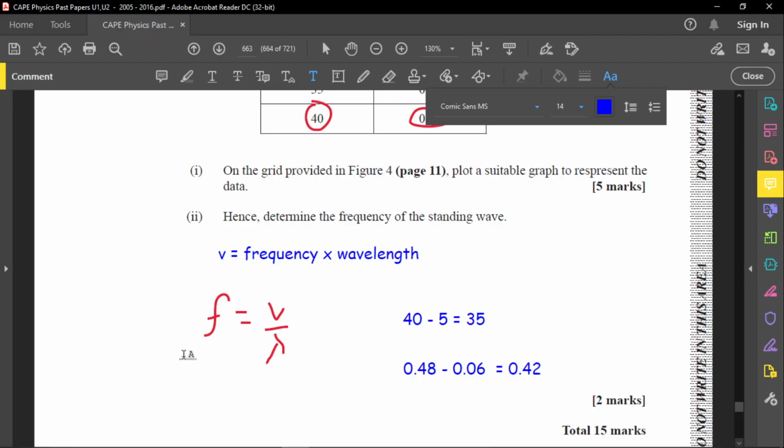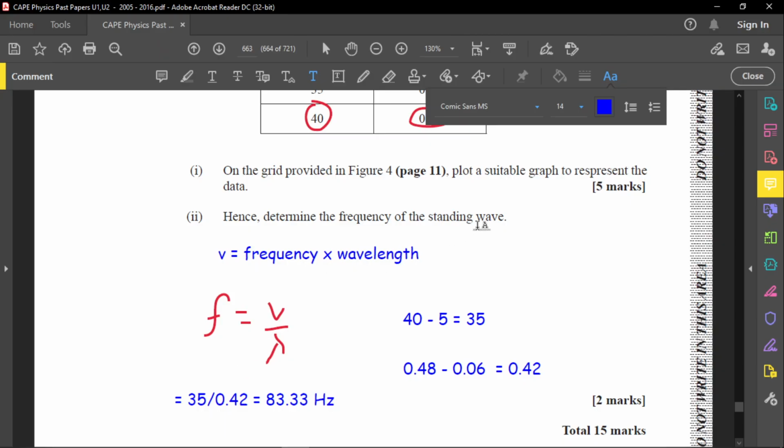So the frequency is going to equal 35 divided by 0.42, and that will equal 83.33 hertz. Or I could say per second.